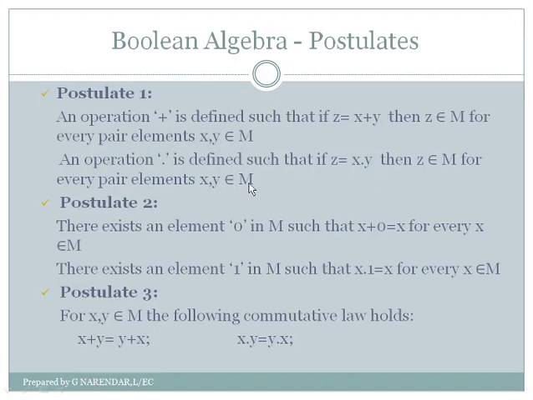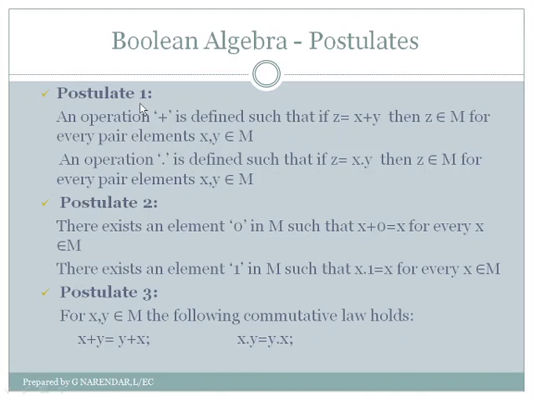So here it means that for a pair of elements x, y belonging to the set M, if you perform the AND operation, or logical multiplication, between those two elements, the result z also belongs to the same set. And this is how the AND operation, or logical multiplication, is defined by postulate 1.